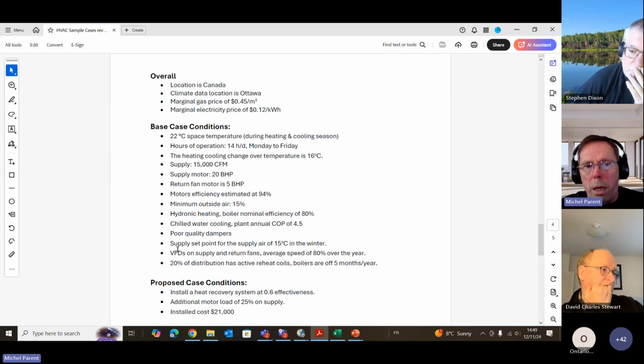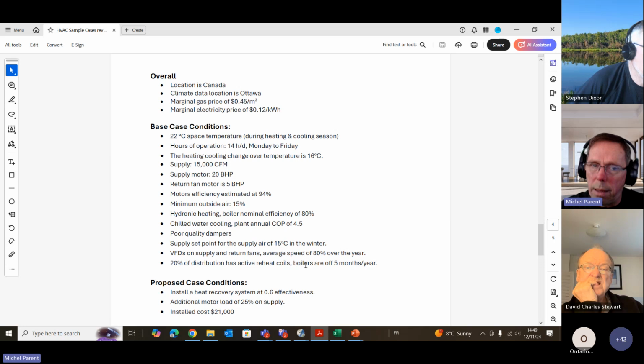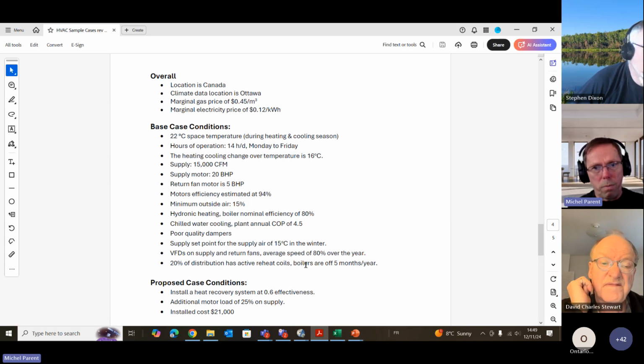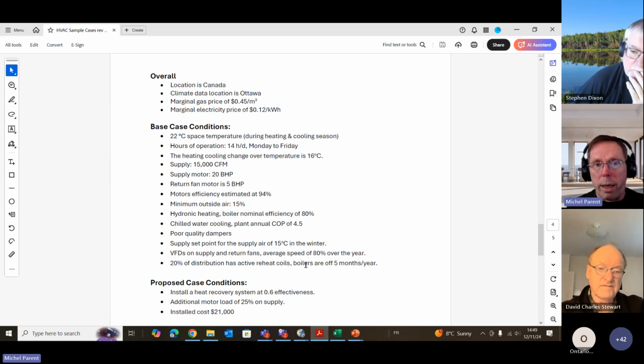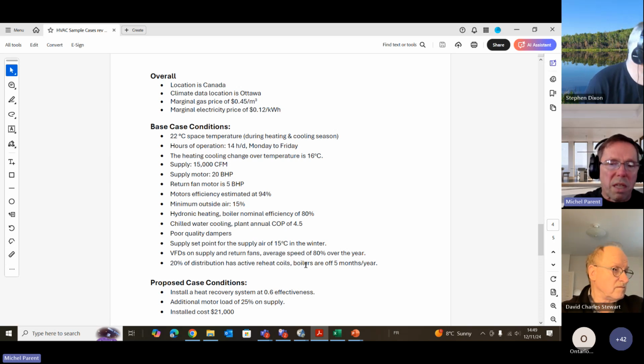But there's a little note here. It says that 20% of the distribution has active reheat coils. Aha. So that is just like our last case. Even though it's constant, it's a variable volume. Doesn't mean there is no reheat. There actually is reheat. In this case, it's also 20%, and it's also active 5 months per year. So the boilers are off 5 months per year, so it's active 7 months per year.